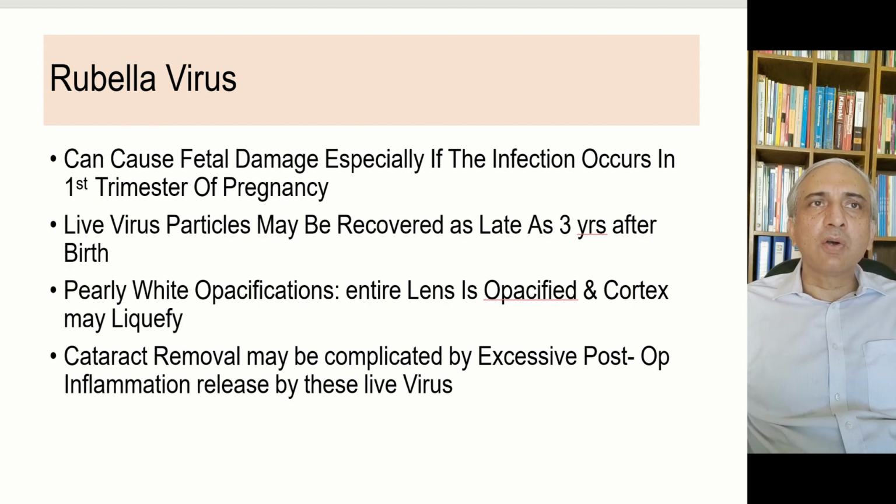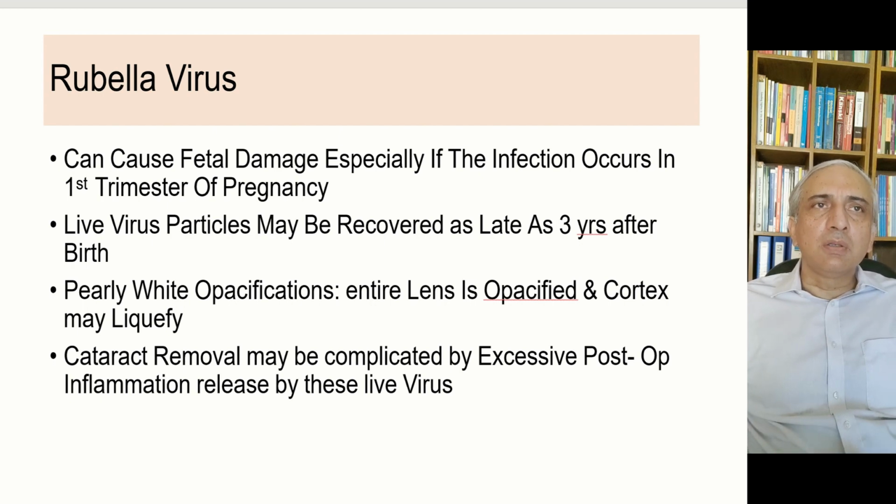Rubella virus can cause fetal damage, especially if the infection occurs in the first trimester of pregnancy. Live virus particles may be recovered as late as 3 years after birth. There is pearly white opacification, the entire lens is opacified, and the cortex may liquefy. Cataract removal may be complicated by excessive inflammation because sometimes the viral particles are entrapped in the lens and are released when you're doing cataract surgery. So you have to be prepared to counter excessive inflammation in these patients. It's important to do TORCH profile in patients who have cataracts, especially congenital.